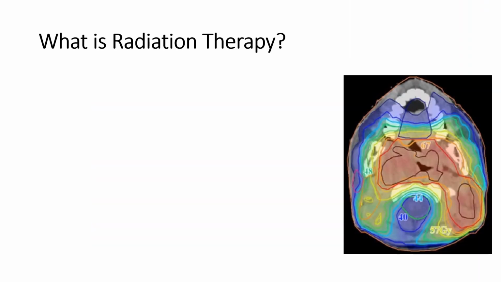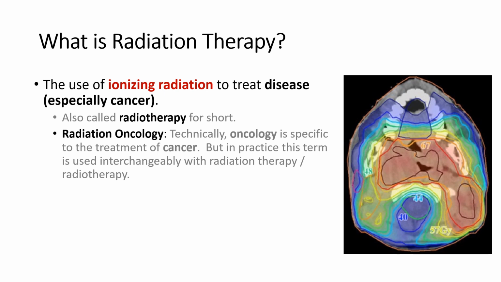All right, let's start by defining some very basic terms. First off, radiation therapy. Radiation therapy is the use of ionizing radiation, and there are multiple types of ionizing radiation that could be used to treat disease. That's typically going to be cancer. Sometimes we will shorten this and say radiotherapy. So if you hear radiation therapy or radiotherapy, really we're talking about the same thing.